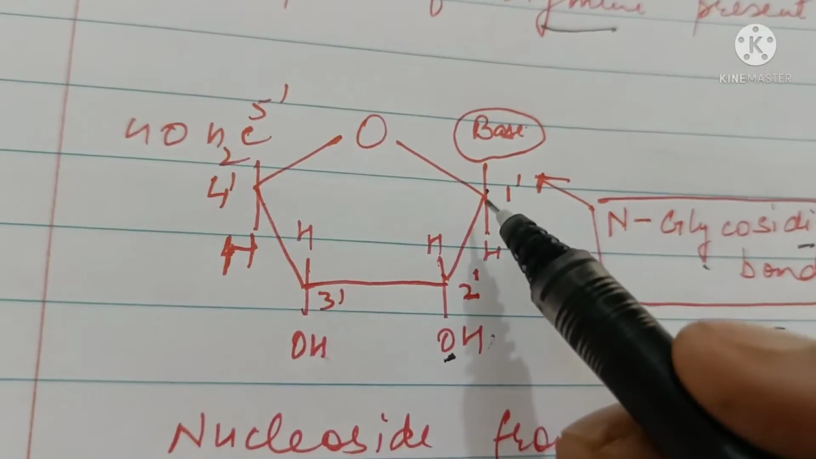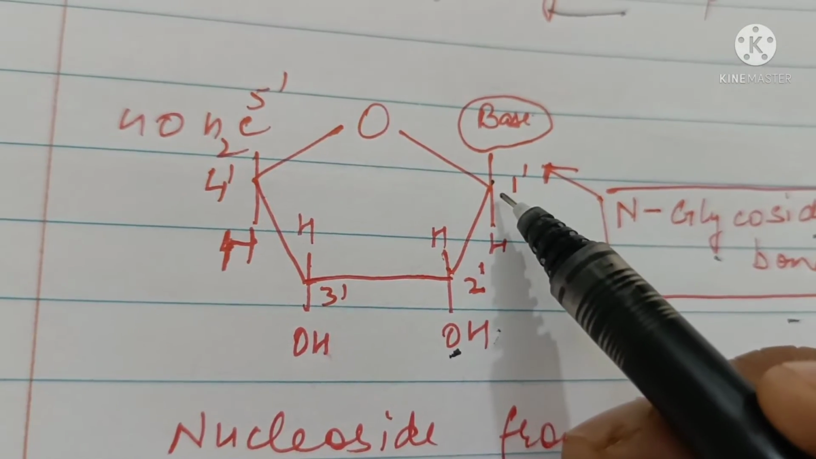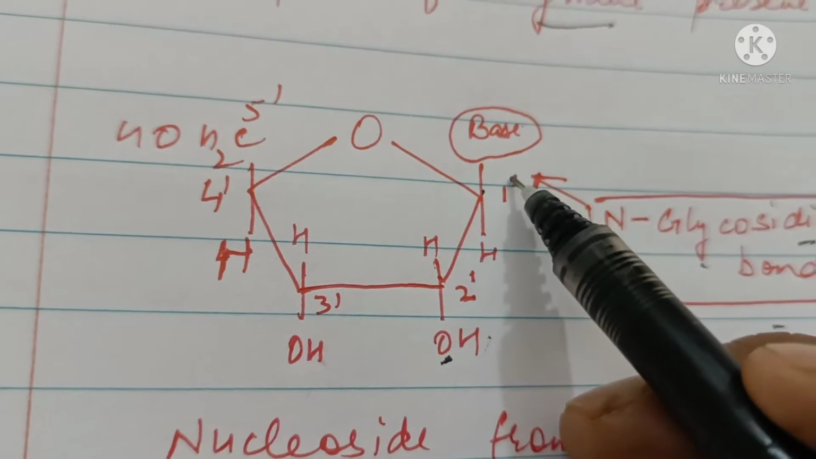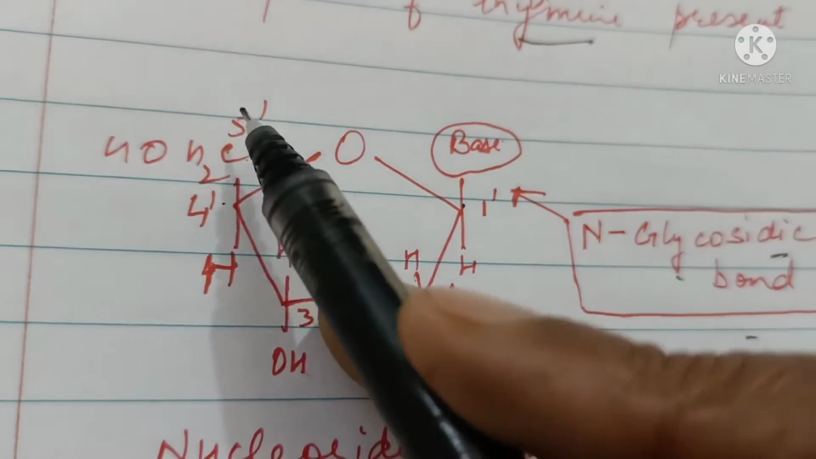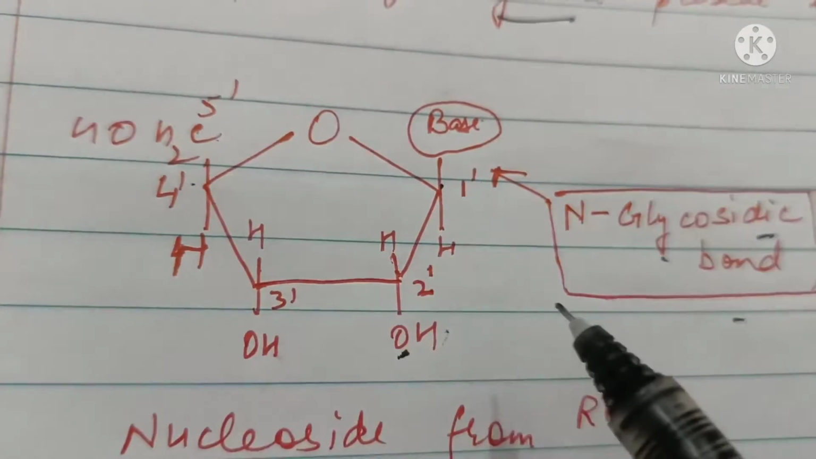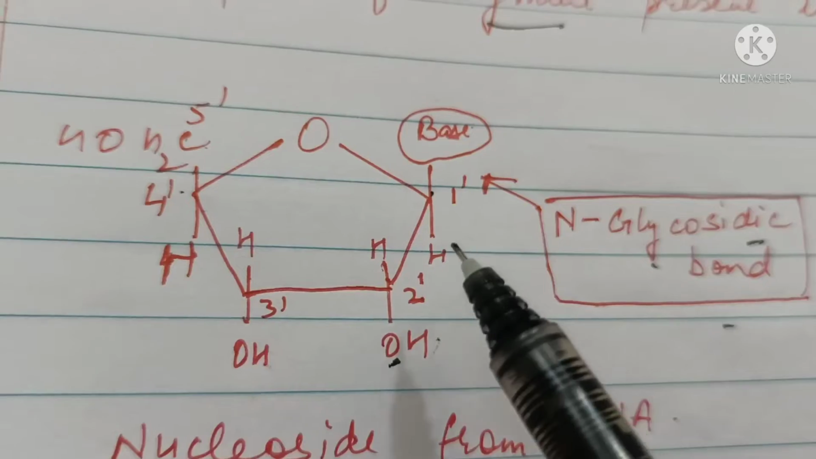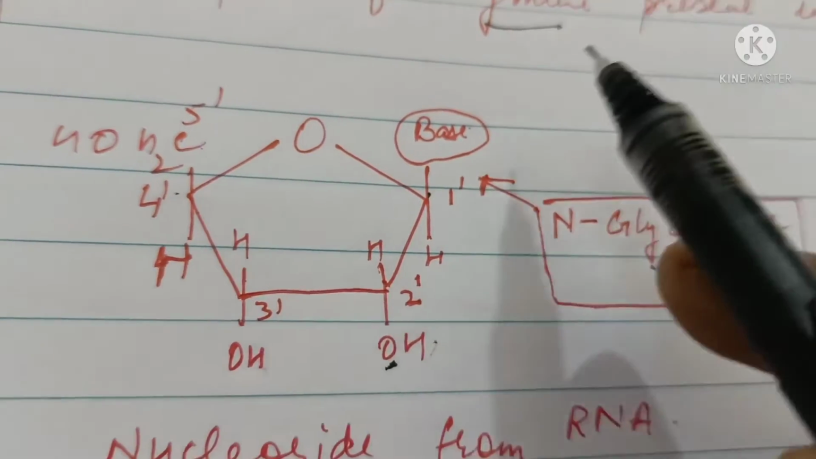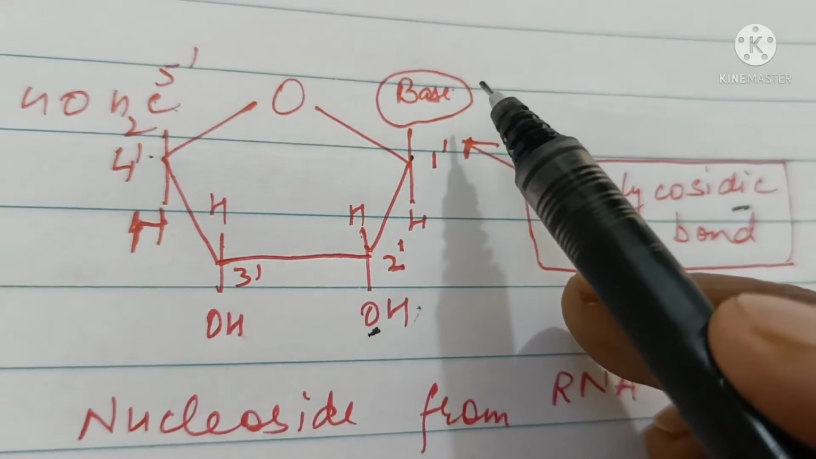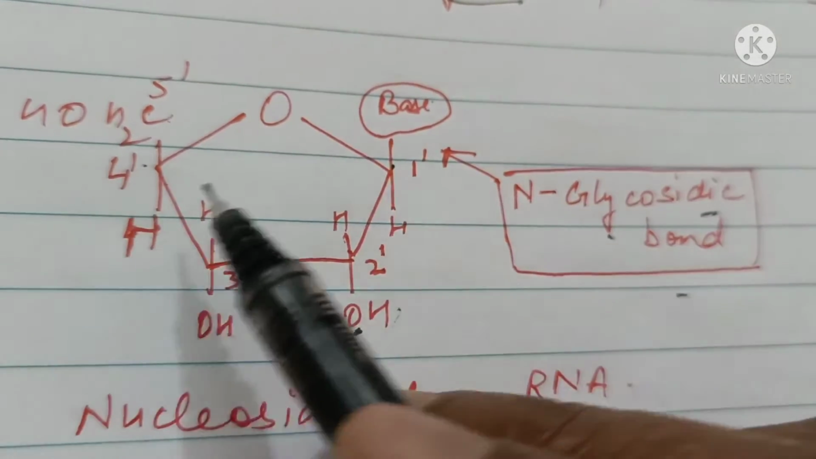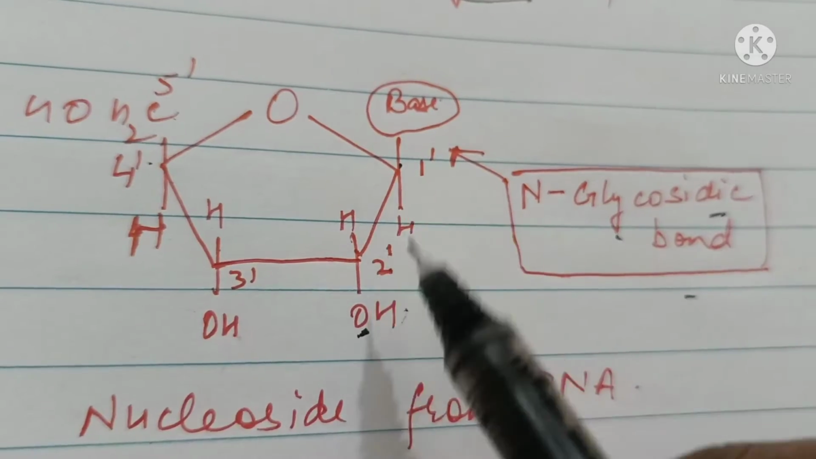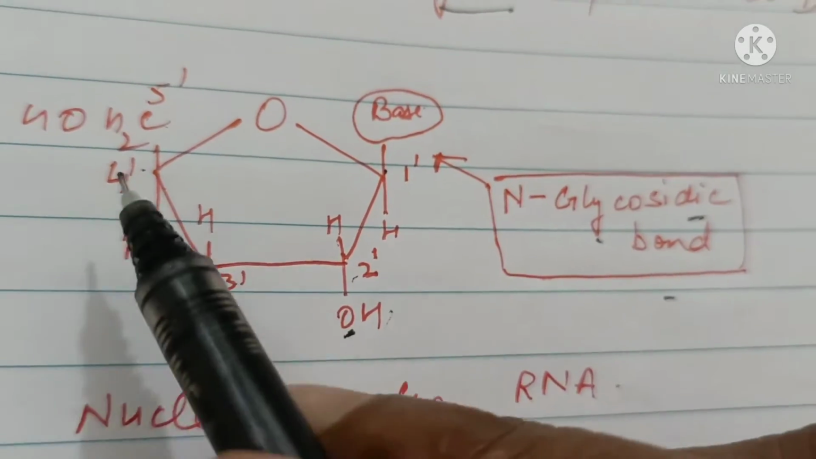It may be noted that this numbering is 1 prime, 2 prime, 3 prime, 4 prime, 5 prime in the sugar molecule. This is done to differentiate it from the numbering of the nitrogenous base, where we number it with 1, 2, 3, 4, 5. In the sugar molecule, we number it as 1 dash or 1 prime, 2 prime, 3 prime, 4 prime and 5 prime.